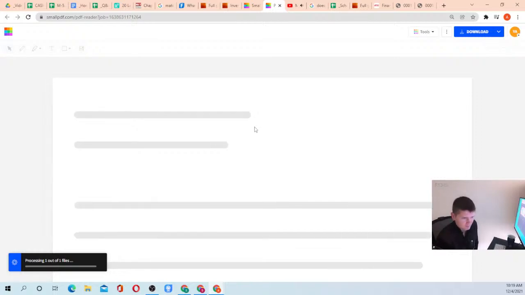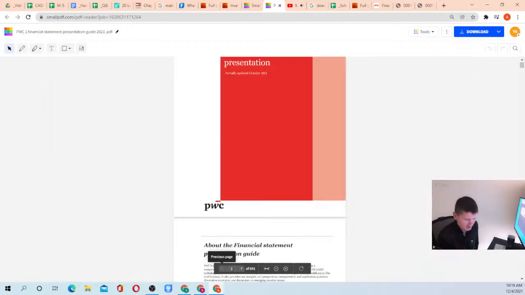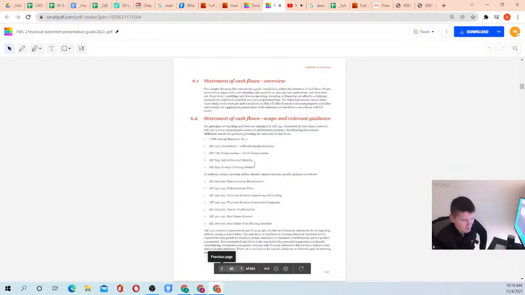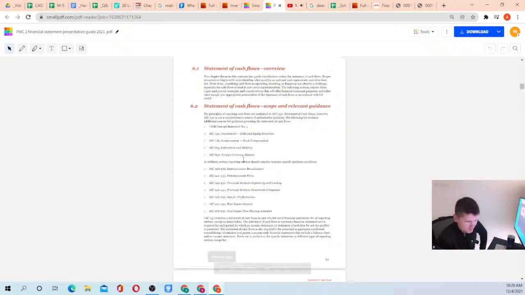So just a quick note, what is the best source for details on income statement? It's an accounting guide. I use the PwC accounting guide for financial statements presentation. You might prefer it from someone else. There is also a separate document from KPMG.